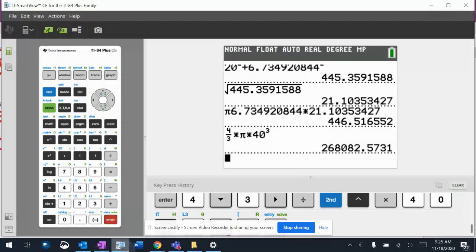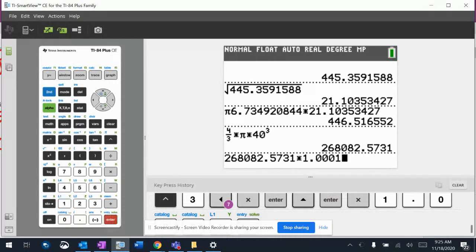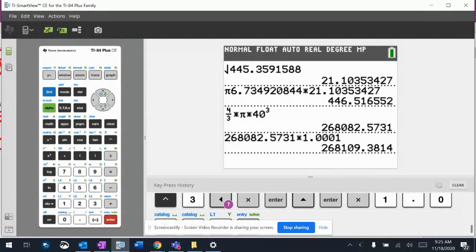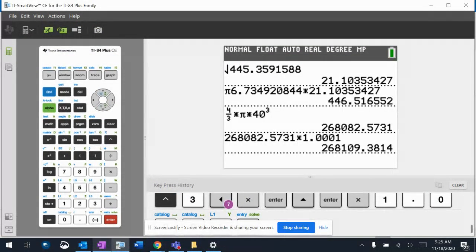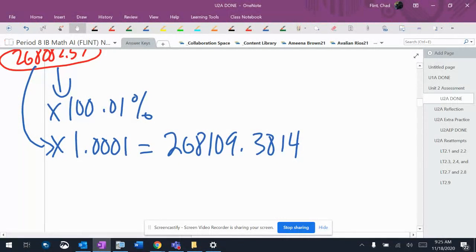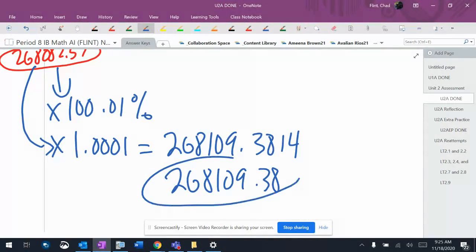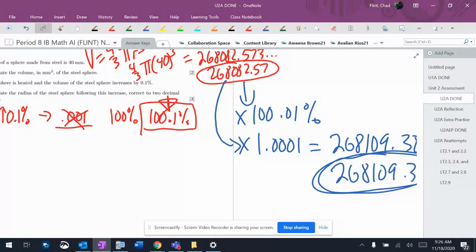All right, so again, I've got this in the calculator. I'm going to take this and multiply it by 1.001. It's going to give me 268,109.3814, which is 268,109.38. Now, they actually asked for 2 decimal places in this one, which is kind of rare, but that's what's happening there.